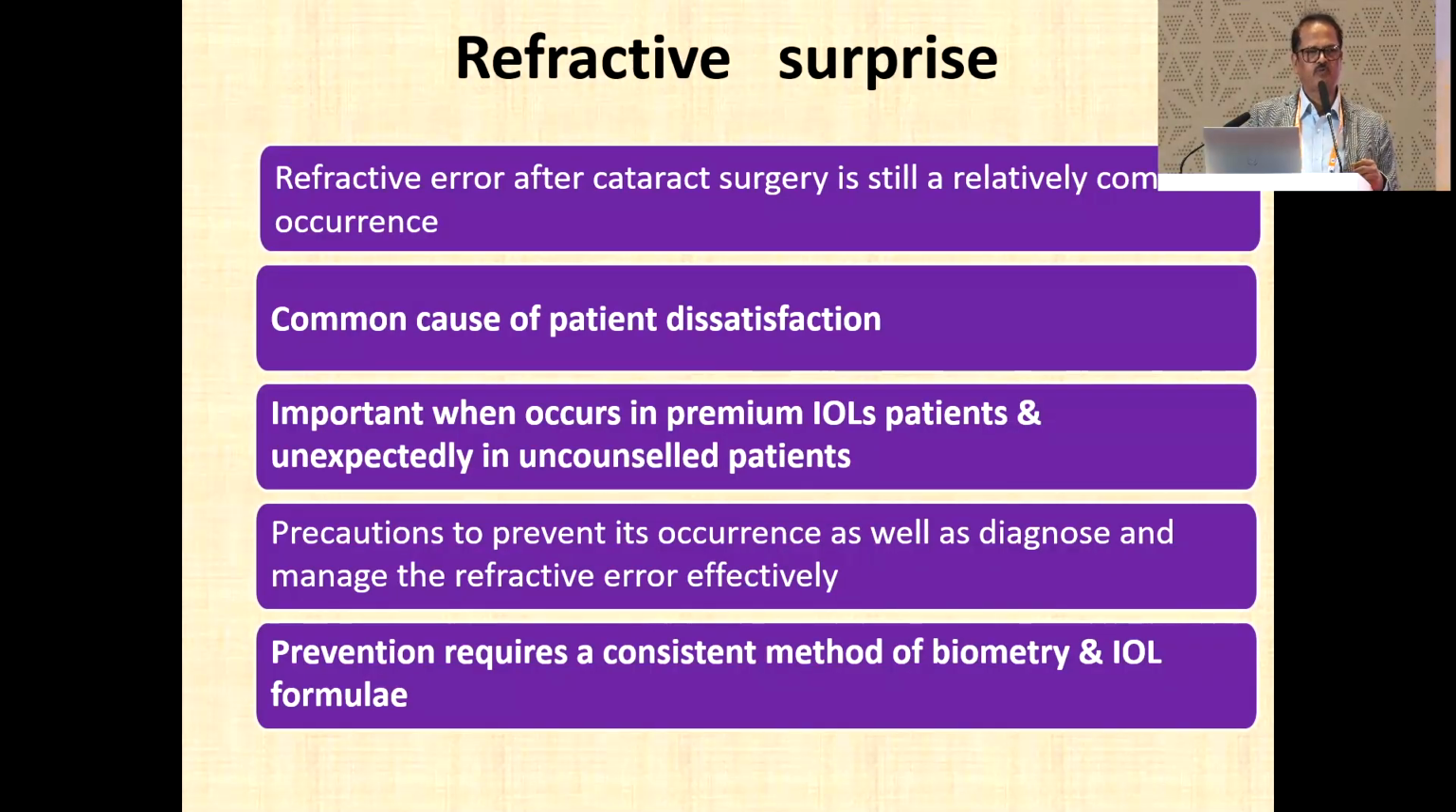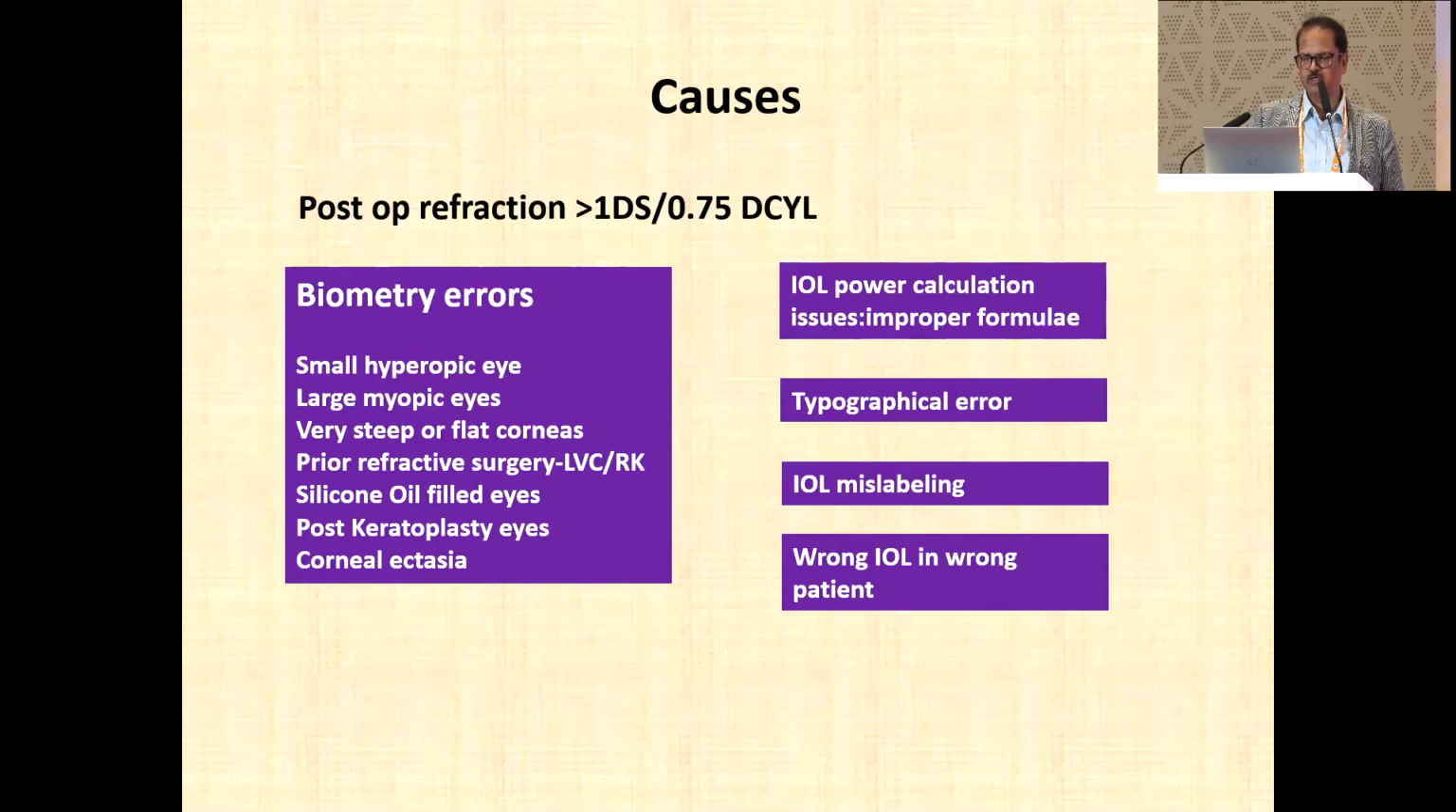But no matter what you do, there are some situations where we get refractive surprises, which can lead to a dissatisfied patient, particularly once you have implanted premium lenses. So all precautions have to be taken to prevent its occurrence, as well as to diagnose and manage it effectively at that point of time. Prevention requires a more consistent method of biometry and intraocular lens formula. I won't go into that detail. It has already been dealt with.